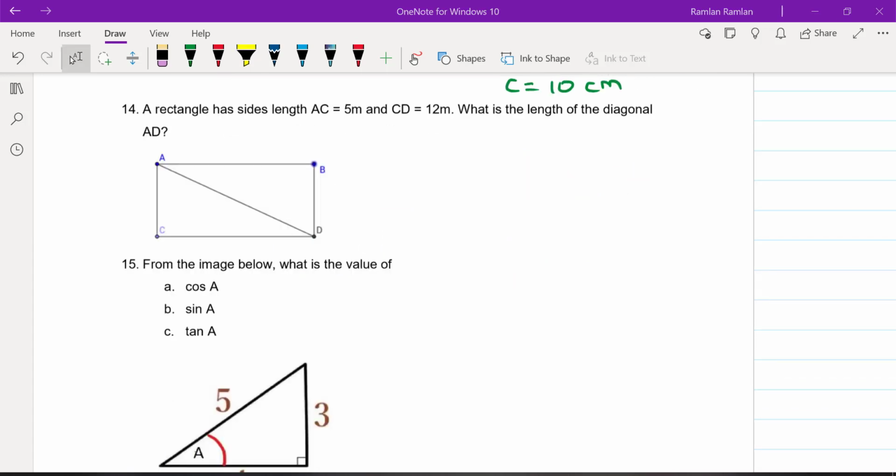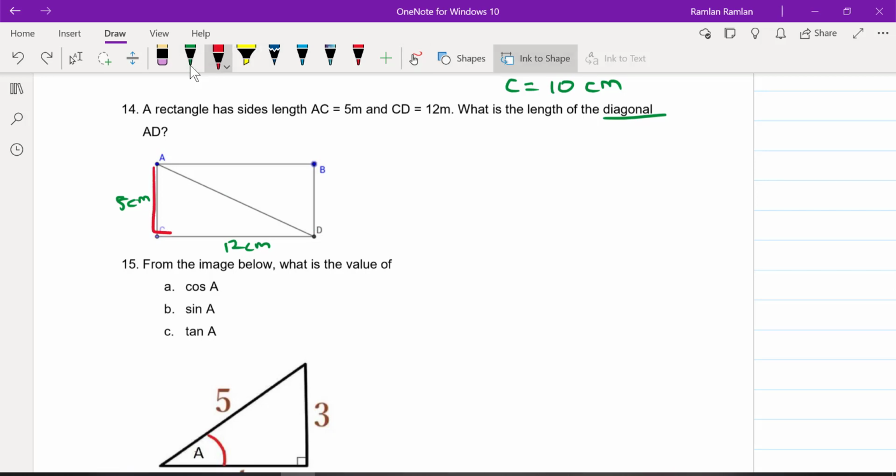Okay, number 14. A rectangle has sides AC of 5 meters and CD of 12. What is the length of the diagonal? Again, guys, you just write down the information here, which is 5 centimeters, and then CD is 12 centimeters, and the question is, what's the length of the diagonal? The diagonal is this one over here, right? As we can see, this is actually a right angle triangle, right?